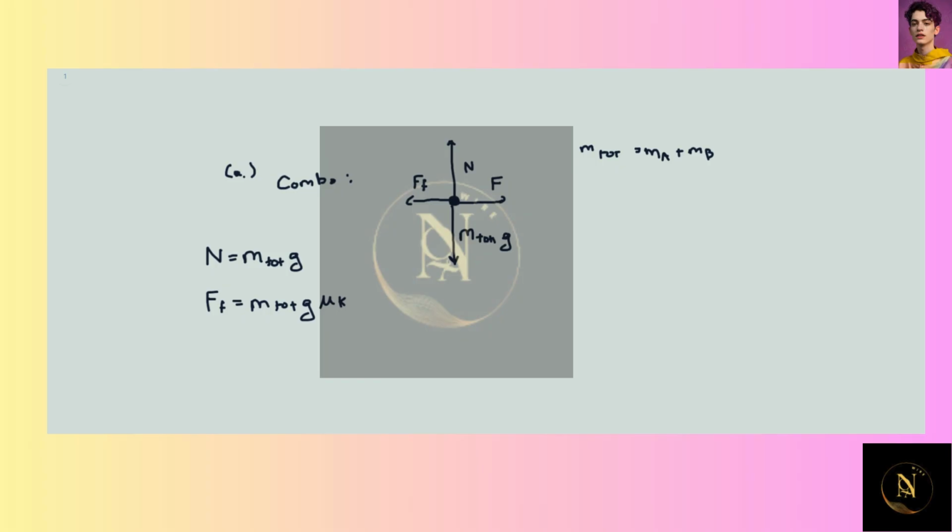Now, the crate in the horizontal direction is moving at constant velocity, which means its acceleration is 0, which means that the sum of the forces in the x direction is equal to 0. This equation here implies that the applied force is equal to the friction force, which we found was equal to the total mass times g times the coefficient of kinetic friction. And so that's the answer to part A.